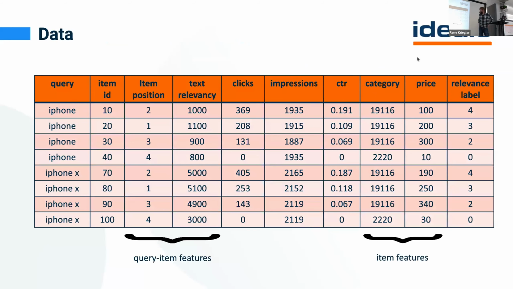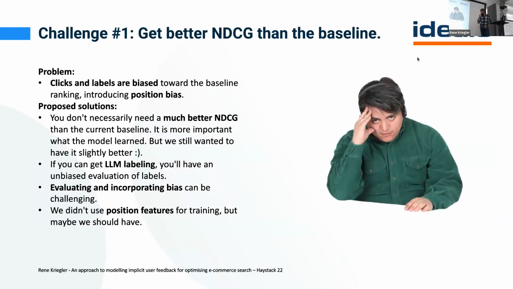And then how might your data look like? You have query item features like text relevance and item position. Then you have item features like category and price, and then you assign the relevance labels. We assign them based on CTR. The higher CTR it has, the higher the relevance label. Okay, and you set up everything in the notebook, and you start running experiments.